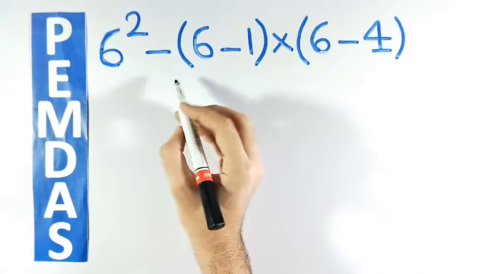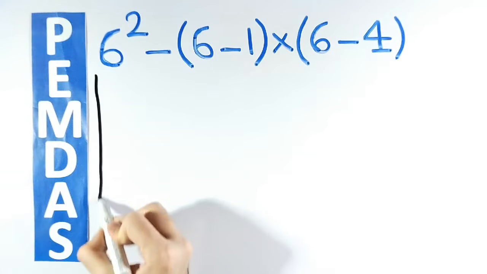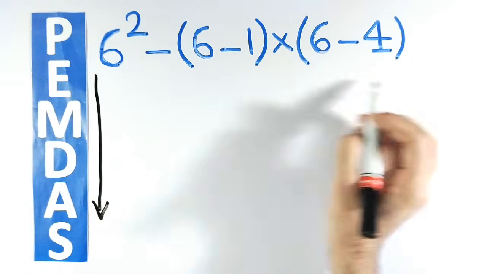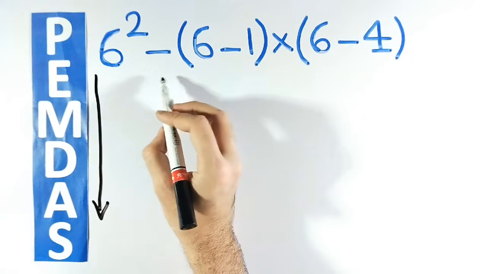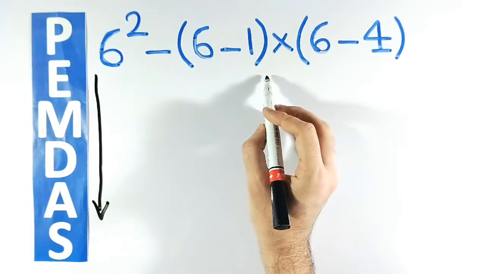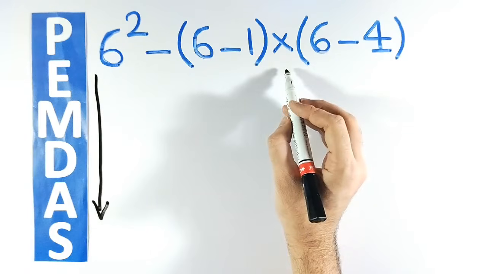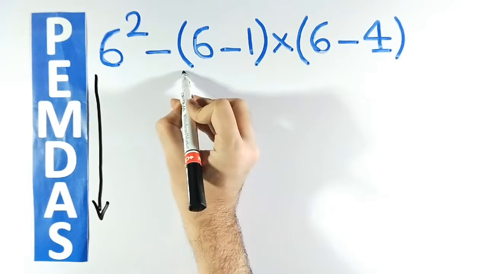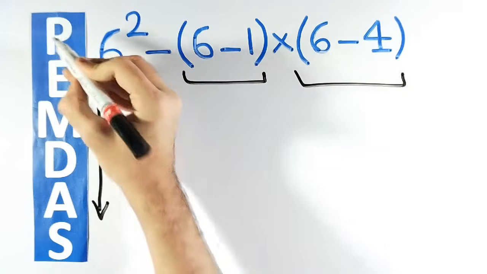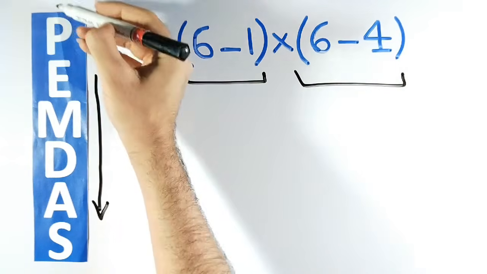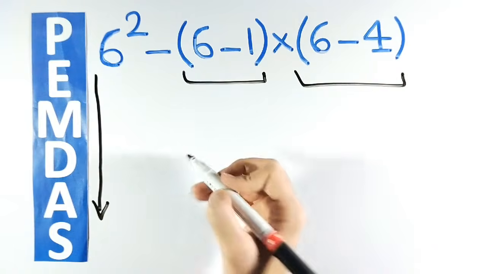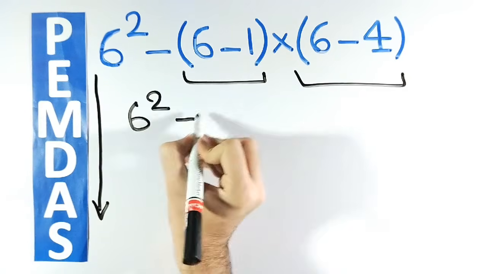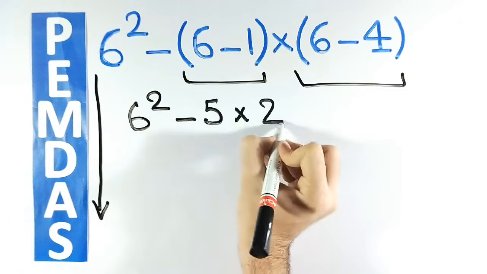To solve this question, we must follow the order of operations step by step from top to bottom. As you can see on the screen, in this expression, first we have an exponent, then a subtraction sign, followed by parentheses, then a multiplication, and finally another parenthesis. According to the PEMDAS rule, first we go for the parentheses, because P or parentheses have the highest priority than the other operations. So, instead of this expression, we can write 6 squared minus 5 multiplied by 2.